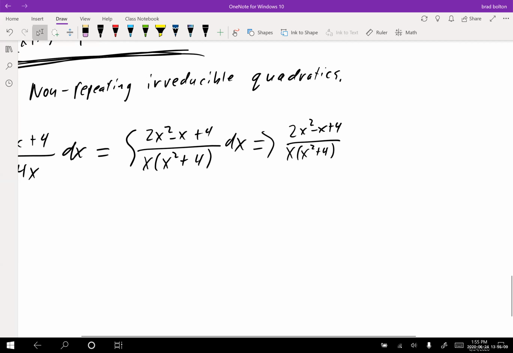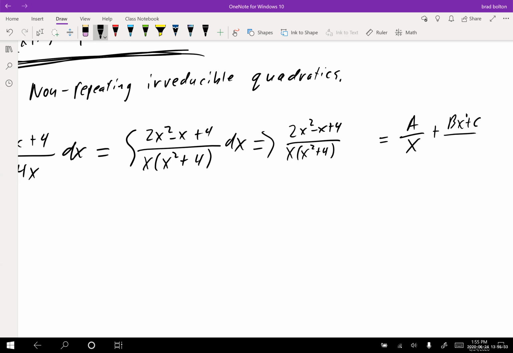We're going to leave a little space because we've learned that we're going to have to multiply by the LCD. Then we're going to go over here and do A over x. Just like before, this is a single linear factor, so I'm doing the normal constant over the linear factor, plus Bx plus C. They have to be within 1 degree of each other.